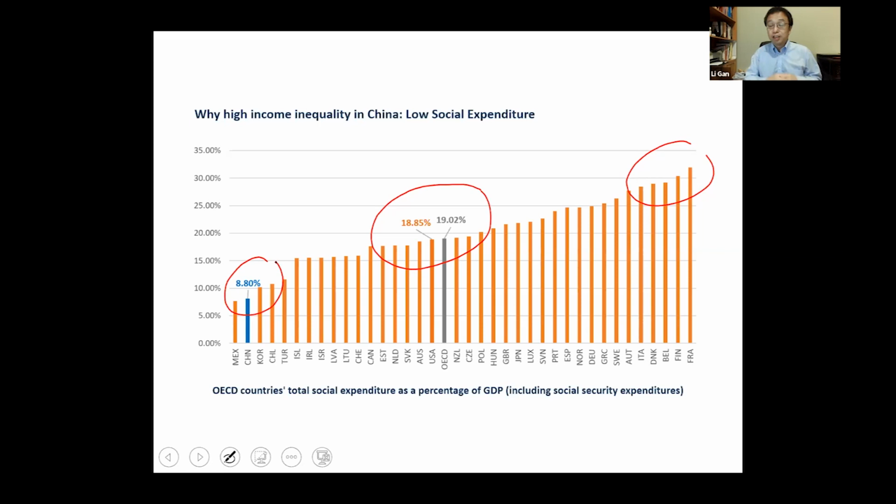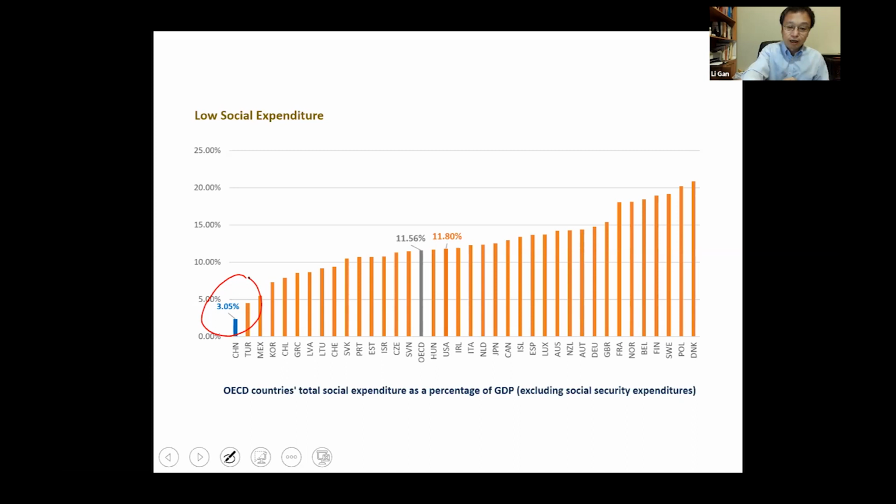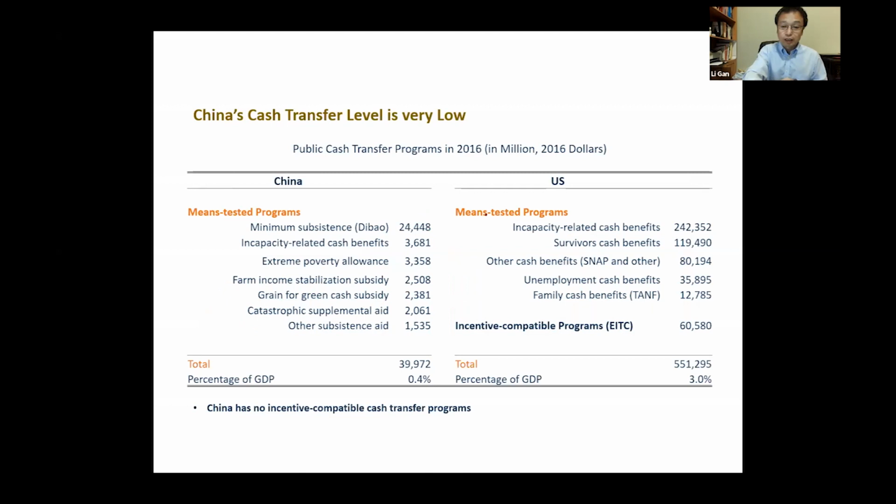Including medical spending. So excluding Social Security, China spends 3%, OECD spends 12%. So China is way, way lower than the rest of the world, than many of the countries. And if we do the cash transfer, this is what I mentioned, 0.3%, 0.4%, the US is 3%.